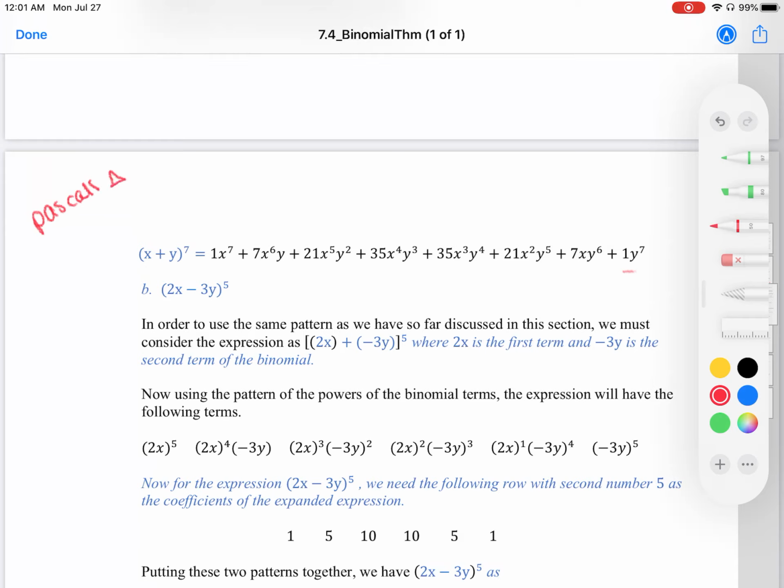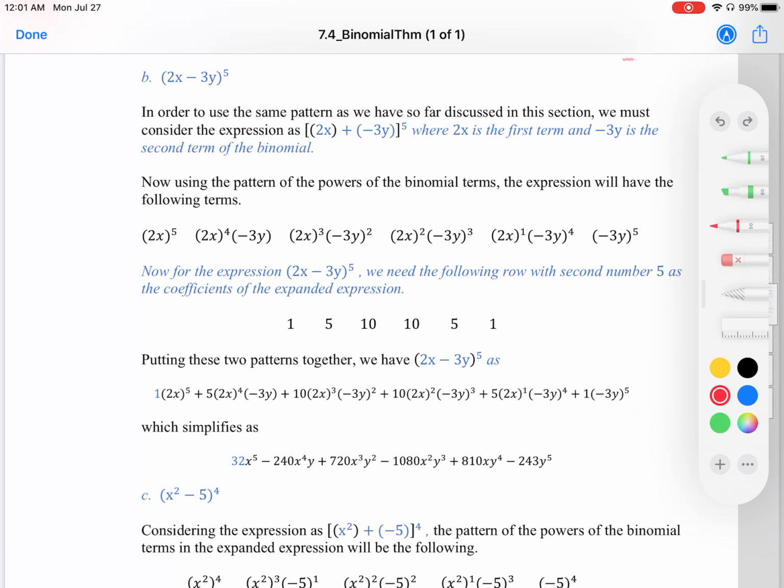All right, so far the examples have been really pretty because notice that there's no number in front of our variables. Let's go ahead and take a look at example B. 2x minus 3y raised to the 5th power. In order to use the same pattern we have discussed in this section, we must consider the expression 2x, our first term only, plus negative 3y raised to the 5th power, where 2x is the first term and negative 3y is the second term.